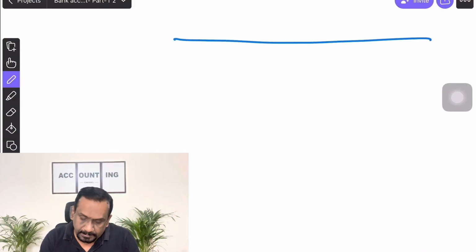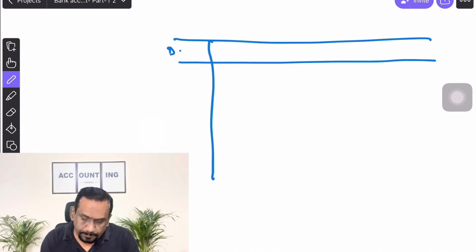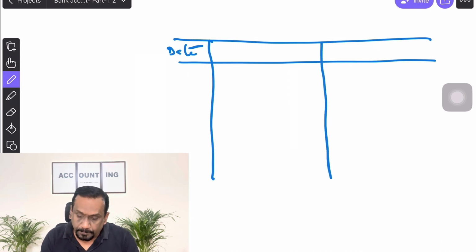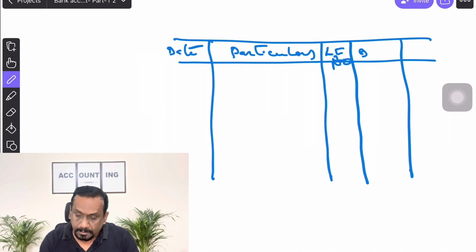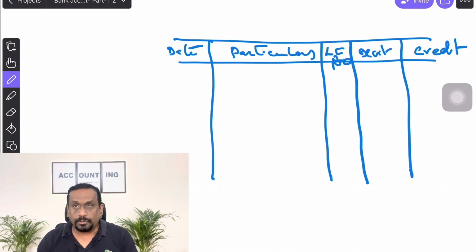Journal template will be like this. First column will be date. Next column will be particulars. Next column will be LF number. Next debit. Next credit. This is how the journal template is going to be.